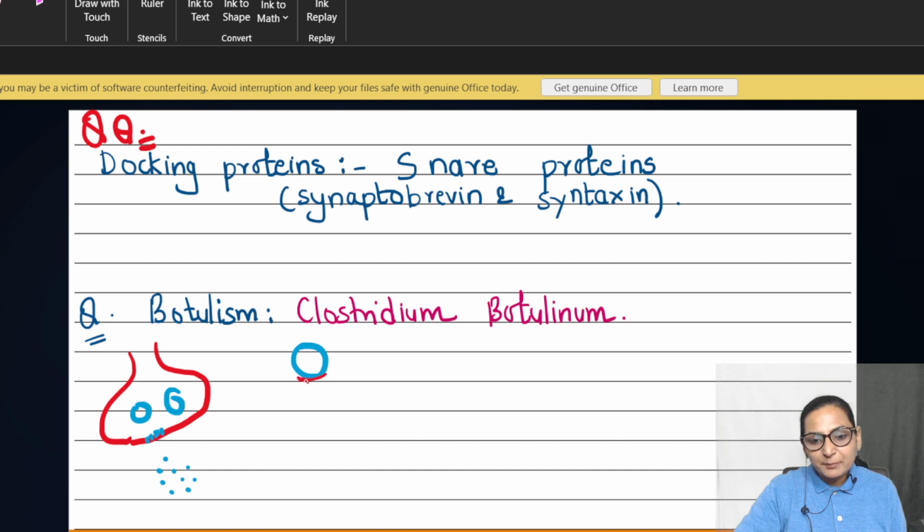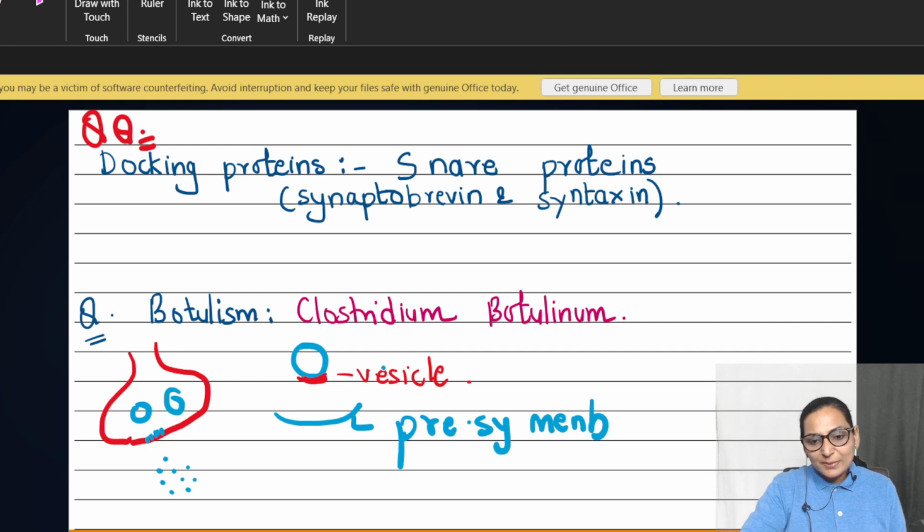But there should be a very specific protein present on this vesicle, which will bind to a very specific portion on the presynaptic membrane. So this is very, very specific: this vesicle has a protein which will bind to a specific protein over here on the presynaptic membrane. These proteins are called docking proteins, like SNARE proteins, synaptobrevin, and syntaxin. Synaptobrevin is present on the vesicle, and syntaxin is present on the presynaptic membrane, right?